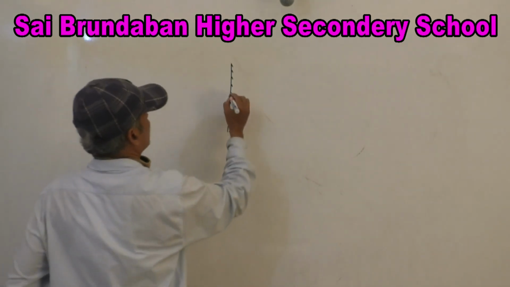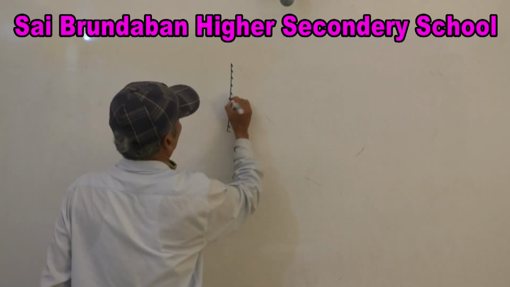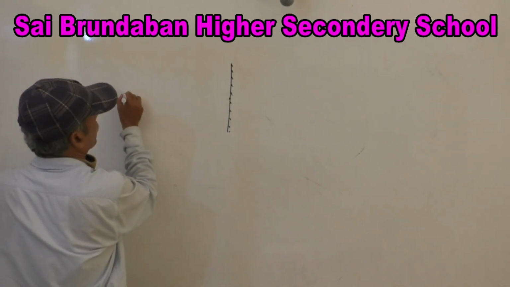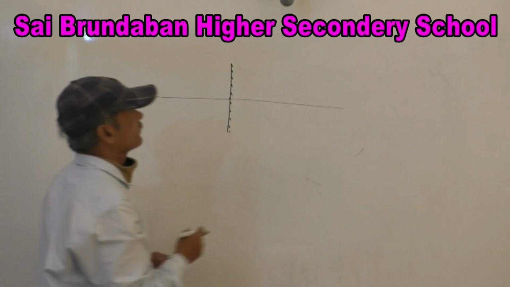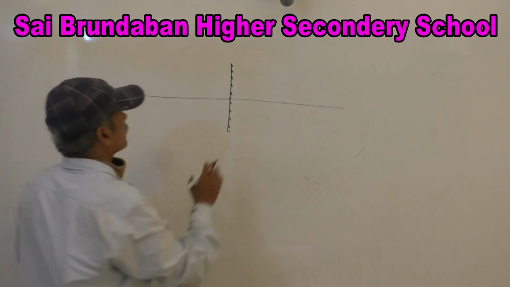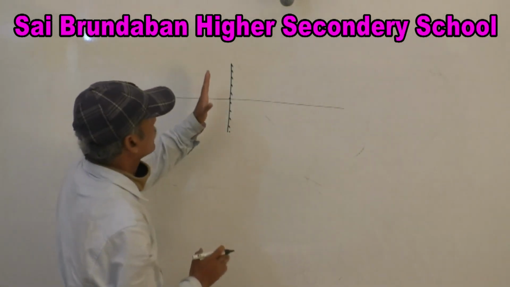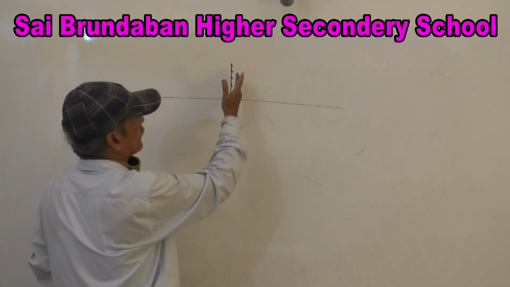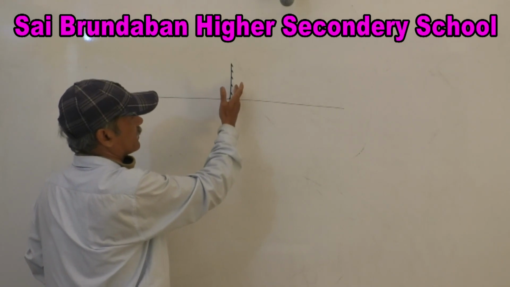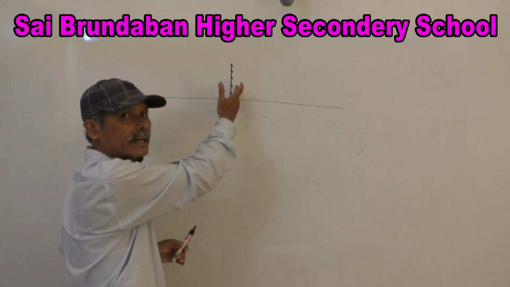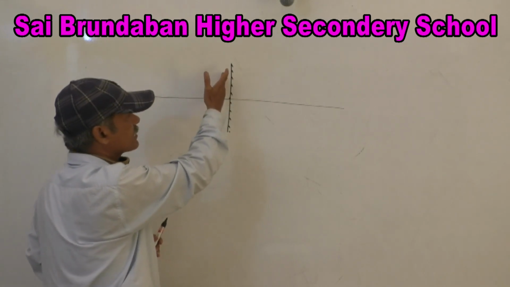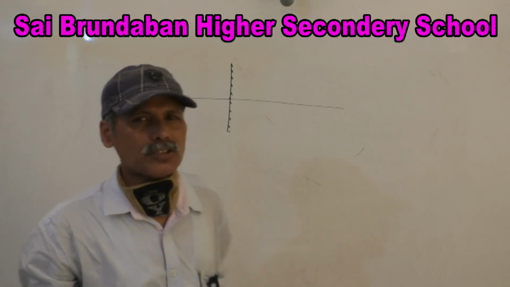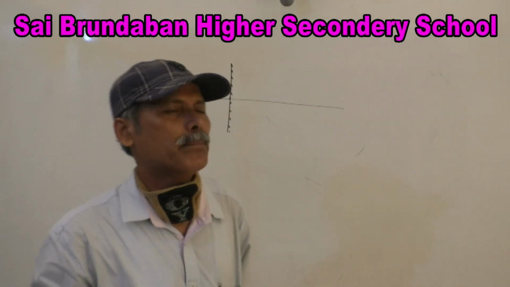Let's take, this is the center of the plane mirror. Draw the line. Here, this is the reflecting surface, and this side is opaque, and this is the reflecting side. This is a plane mirror. I just want to put a point source, a point object.